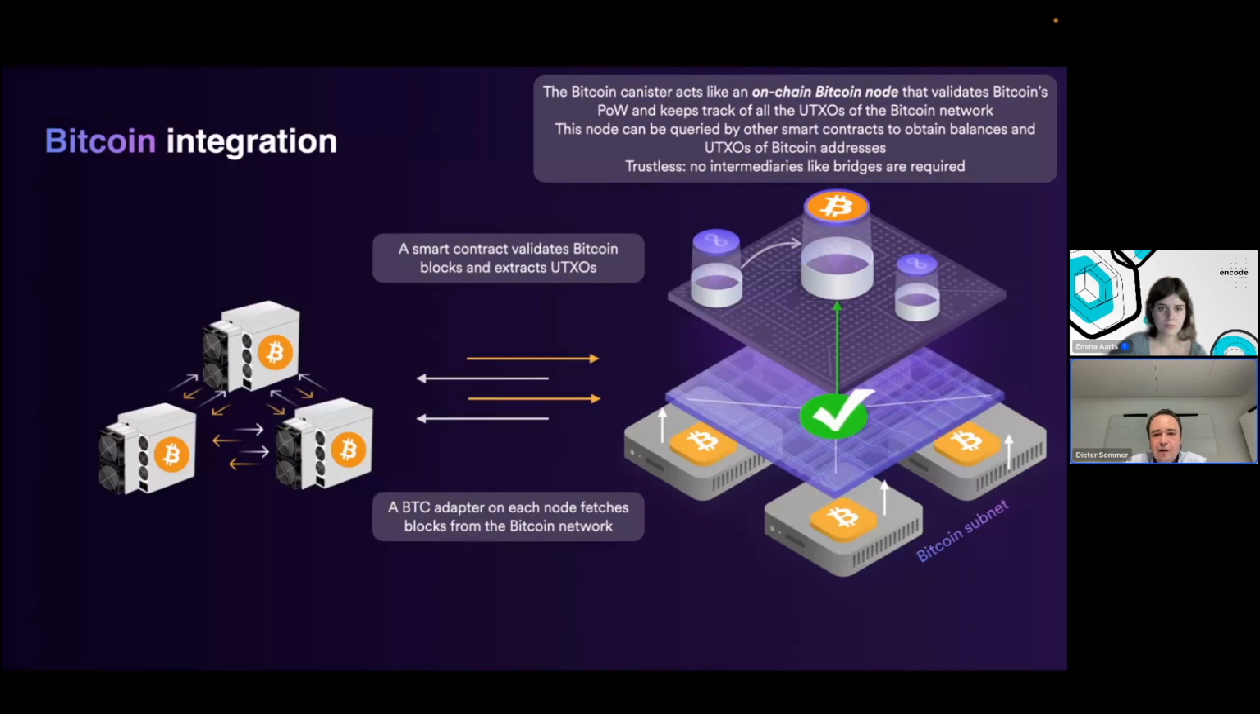In a nutshell, how this works is that the Internet Computer Protocol stack was extended with some Bitcoin functionality, and one subnet of the Internet Computer was enabled with this Bitcoin integration functionality. And this leads to a situation that this subnet starts up a so-called Bitcoin adapter on each of its replicas. And this Bitcoin adapter connects to the Bitcoin network. So each adapter on one replica connects to multiple nodes of the Bitcoin network.